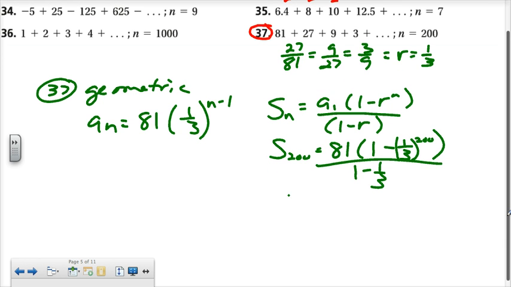All right, so the sum of the first 200 comes from, we'll do 81 divided by 1 minus 1/3, which is 2/3, so 81 basically times 3 halves, but you can get this to be a little bit easier to punch in just by doing that step. So that is 243 over 2, or as a decimal we could use it as 121.5.